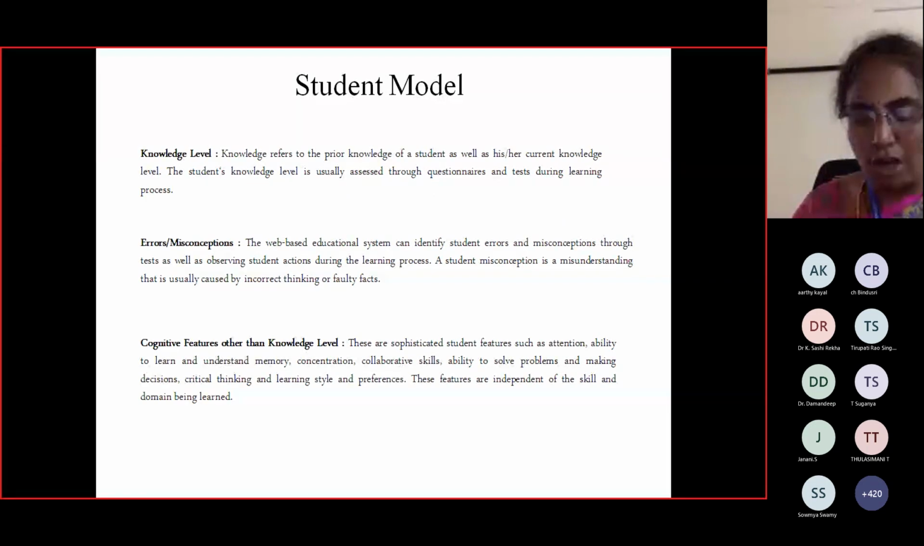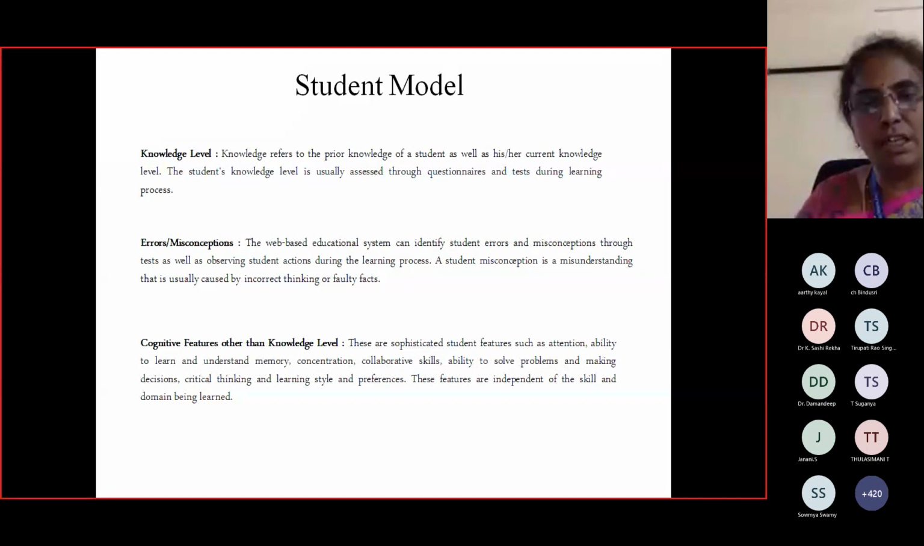So, knowledge level. Suppose the tutoring system is trying to teach a particular skill to the student. What is the prior knowledge of the student before the skill is being taught? And after teaching the skill to the student, what is the knowledge of the student? That is current knowledge. The knowledge that is assessed after learning the skill is current knowledge, and the knowledge that is assessed prior to learning the skill is called prior knowledge.